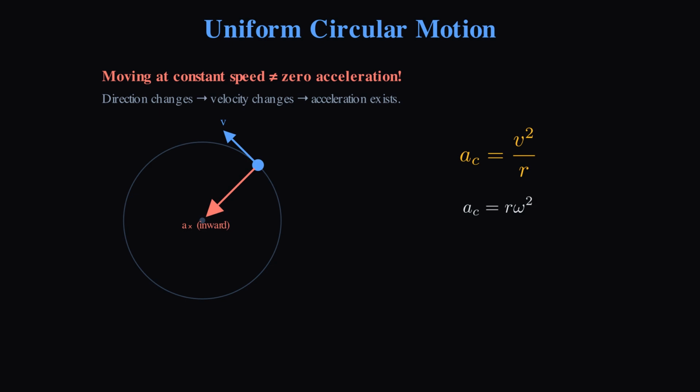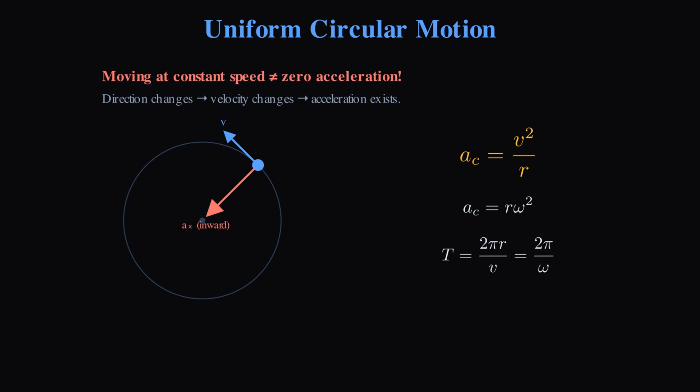Expressing in terms of angular velocity omega, since v equals r omega, we get a_c equals r omega squared. The period T is the time for one complete revolution. Since the distance is 2 pi r, v equals 2 pi r divided by T, and a_c equals 4 pi squared r divided by T squared.